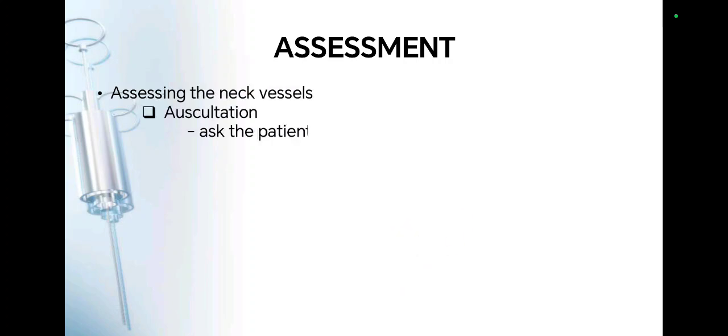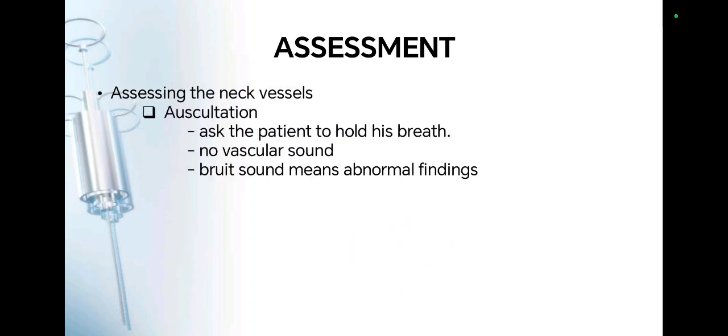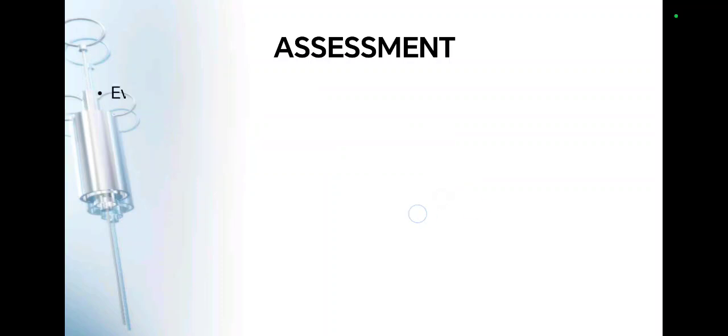Now, in assessing the neck in auscultation, after you inspect and palpate, we do not percuss, okay? We do not percuss when it comes to assessing the neck vessels. We then auscultate. So what do we need to auscultate? You auscultate for the pulse. You have to take note of the pulse rate and the rhythm of the carotid pulse. Ask the patient to hold his breath and no vascular sound must be noted. A bruit sound means abnormal findings.